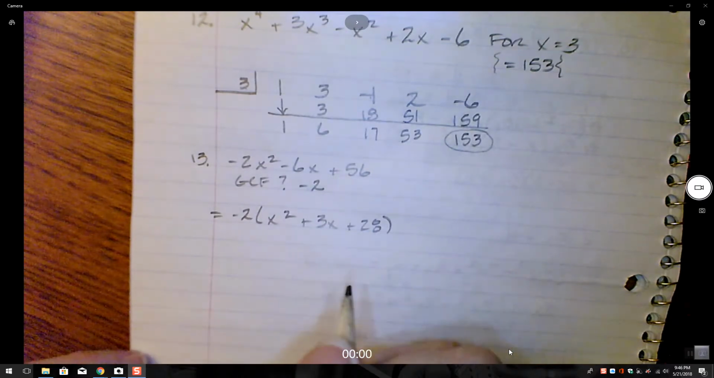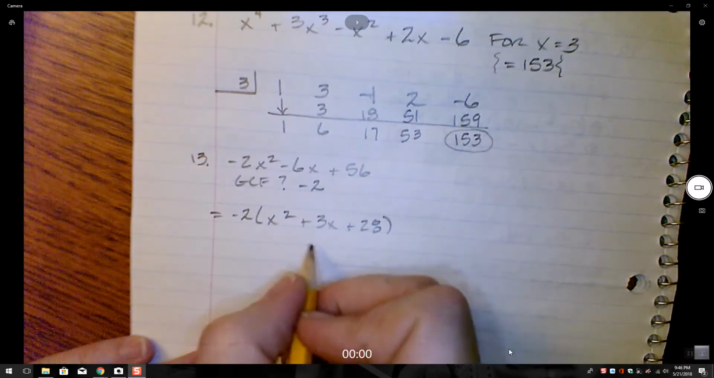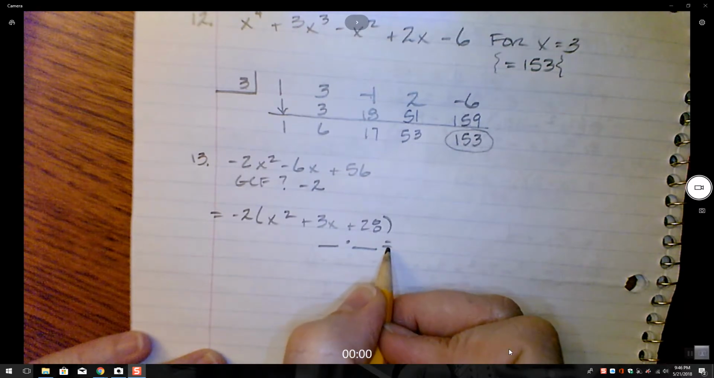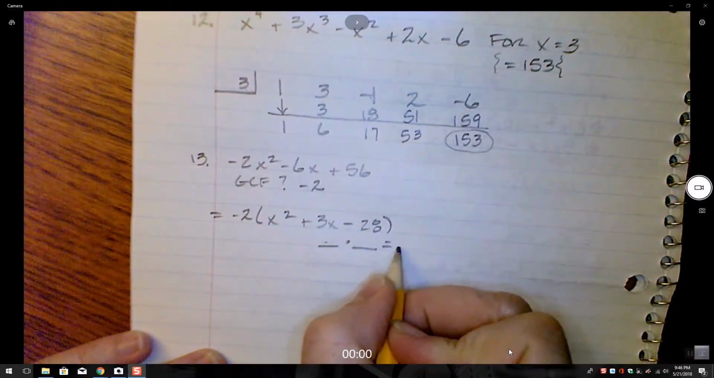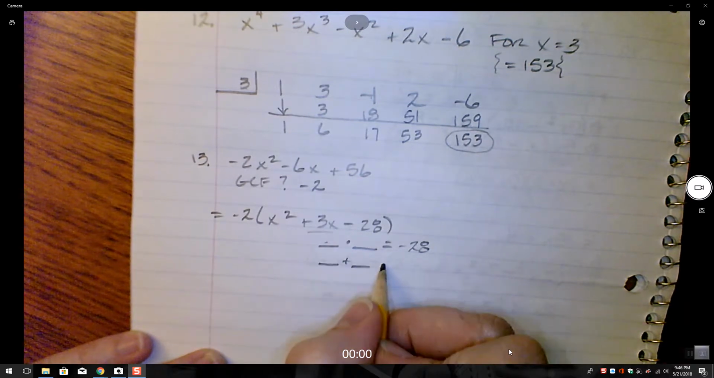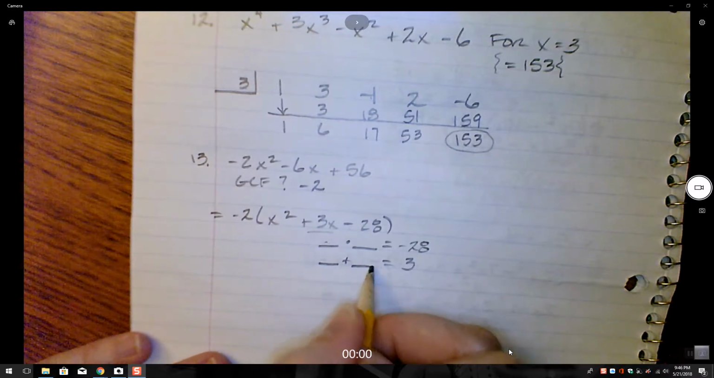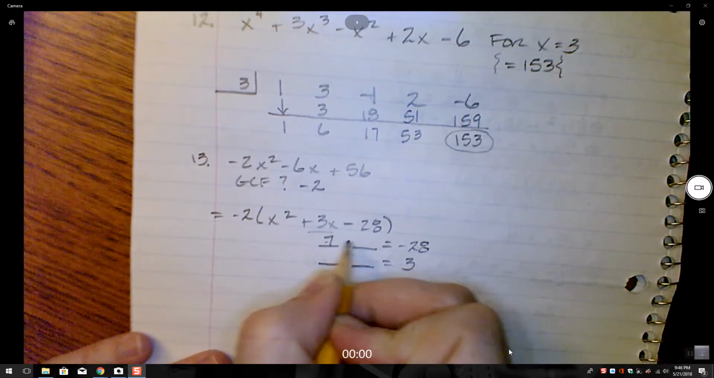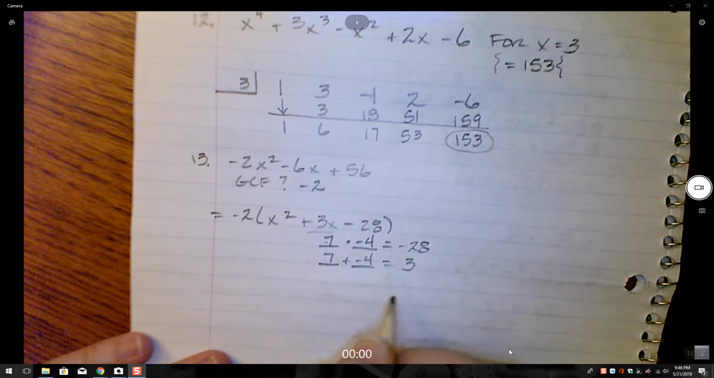And I want to see if I can turn this into a couple of binomials. I know that something times something is going to equal, I wrote this down wrong, negative 28. And that same something plus something will equal 3. Needs to be two factors that are fairly close together, only 3 apart. So how about a 7 times a negative 4? That equals negative 28. And a 7 plus negative 4 equals 3.